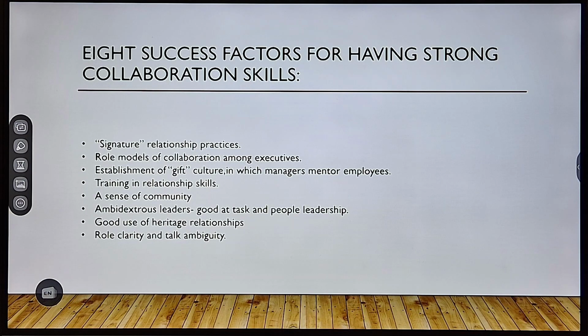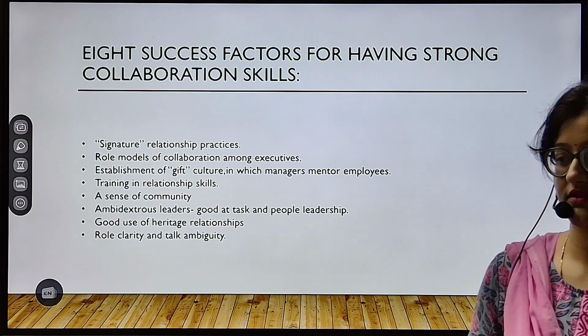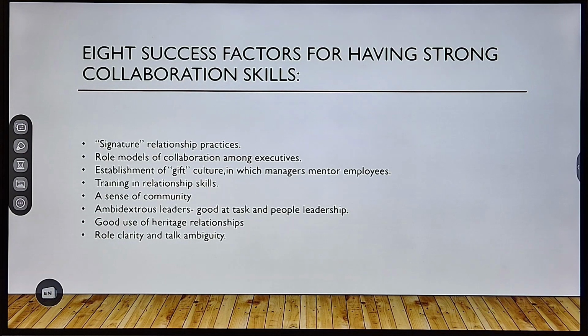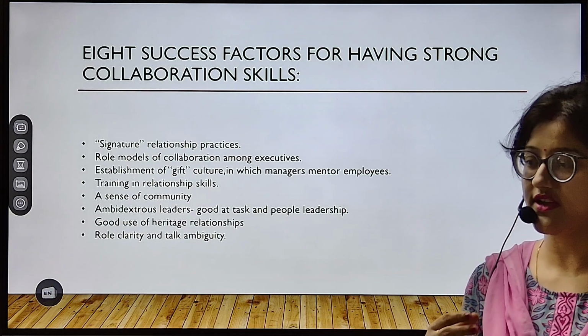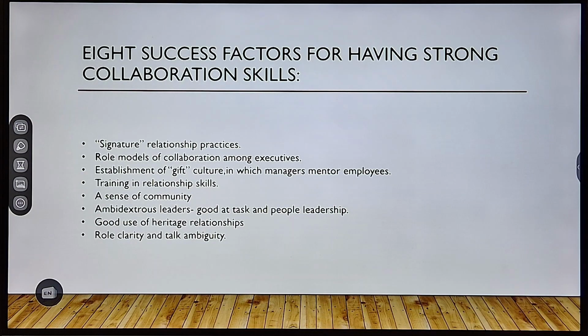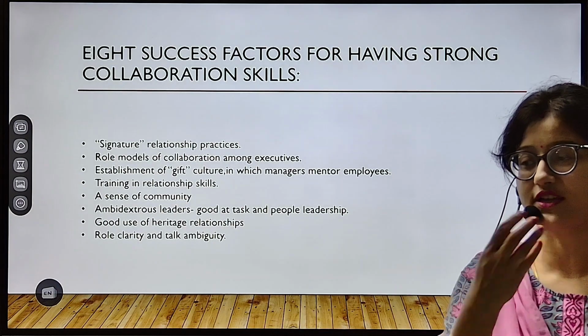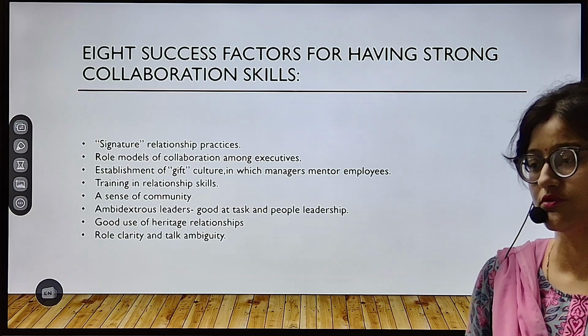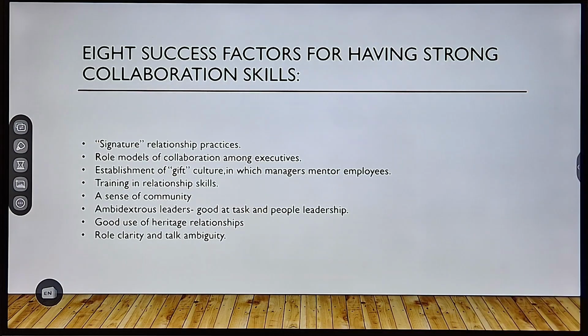Next is your ambidextrous leaders. That means the leaders who are both good in building relationships as well as good in doing the task. They are task oriented as well as relationship oriented. Some people are good at both, but some people are good at work but don't know how to talk. They deal with their subordinates very rudely. So that should not be. For collaboration to be effective, the leaders or managers should be ambidextrous. That means they should be good at taking decisions, making plans, and also at dealing with others.